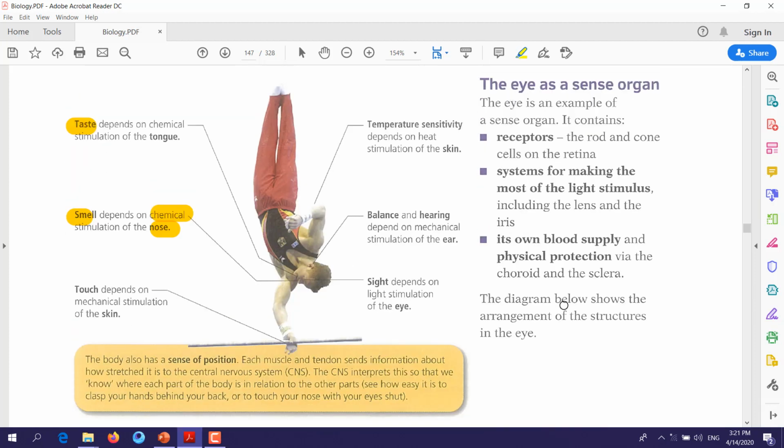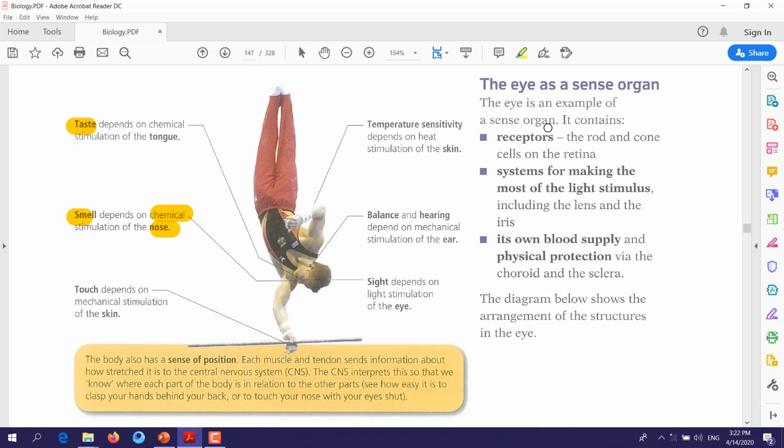Then we will take the eye as an example of sense organ. Here, as we mentioned in the objectives of the lesson, you should be able to illustrate the structure of the eye and also the function of the eye. The eye as a sense organ. We will explain the structure of the eye here.